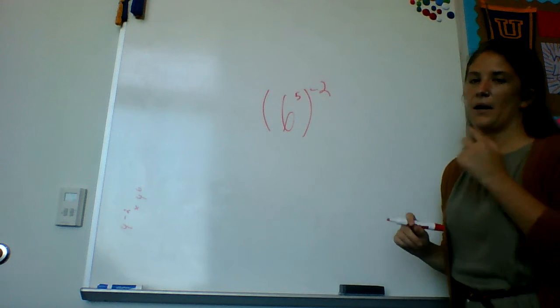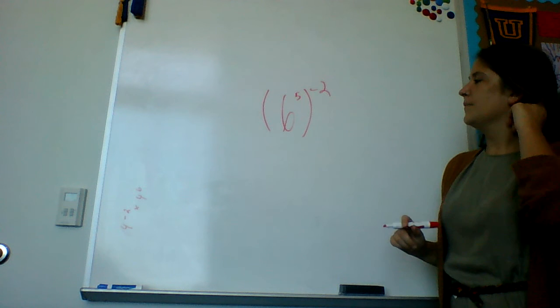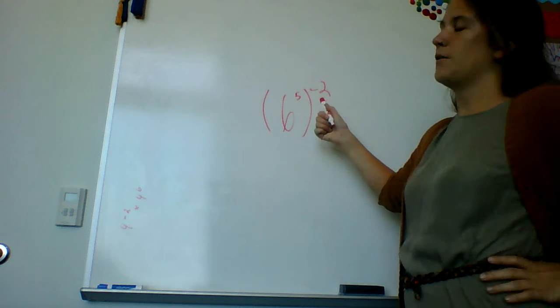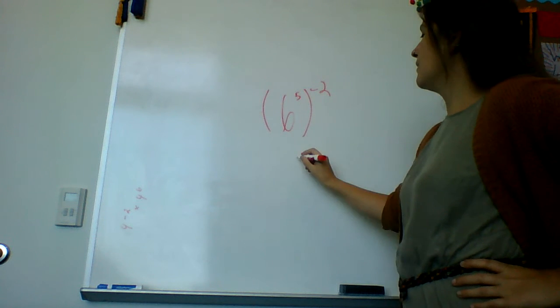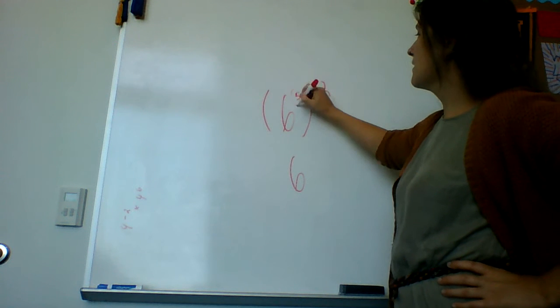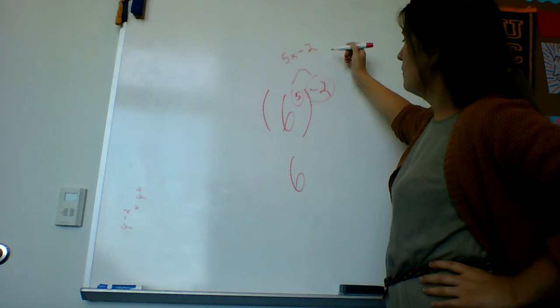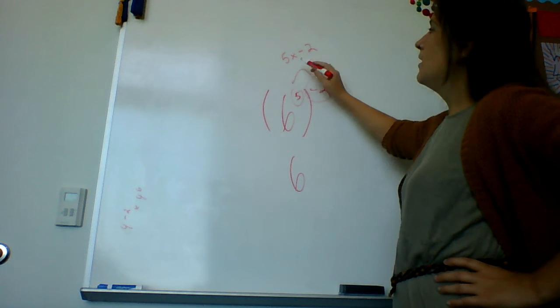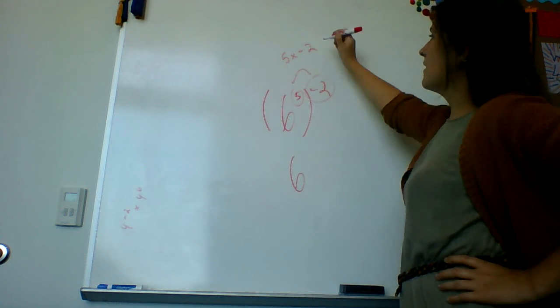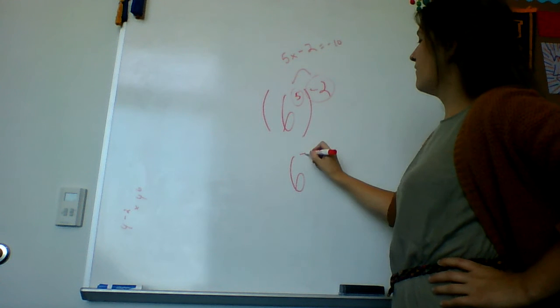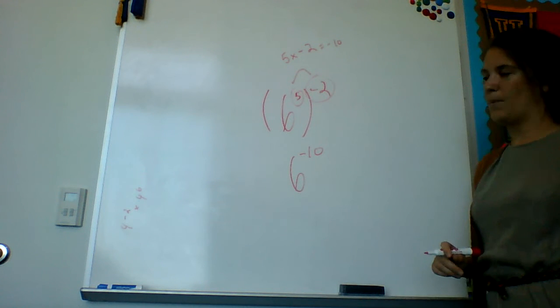6 to the 5th power raised to the negative 2nd power. When I have an exponent to an exponent, I know that I can multiply my exponents. This simplifies to 6, and I'm going to multiply that 5 times negative 2. I have to make sure I keep that negative. A positive times a negative is a negative. So this simplifies to 6 to the negative 10th power.